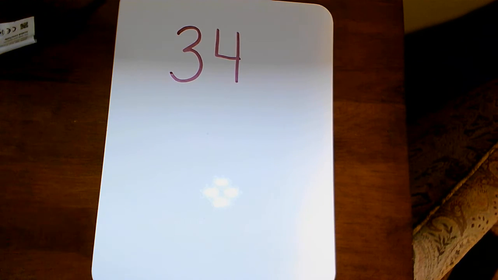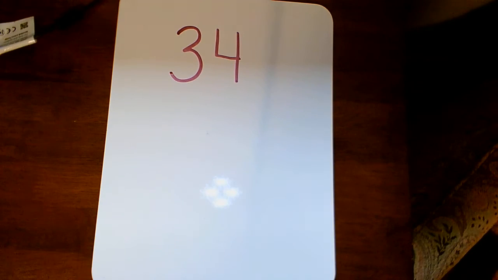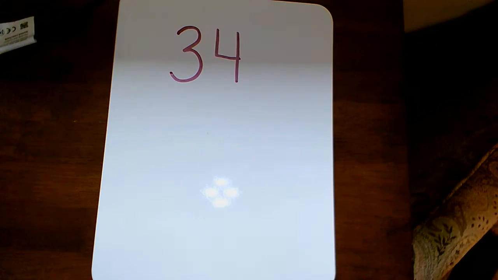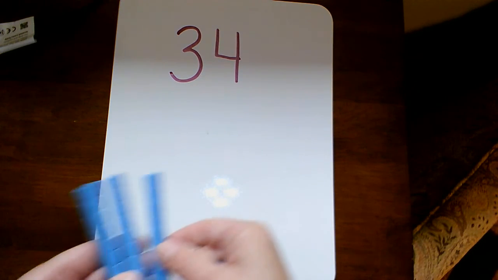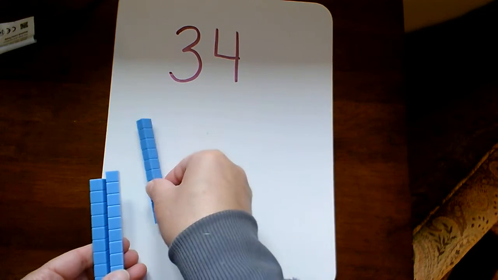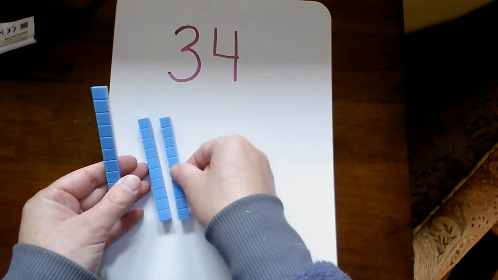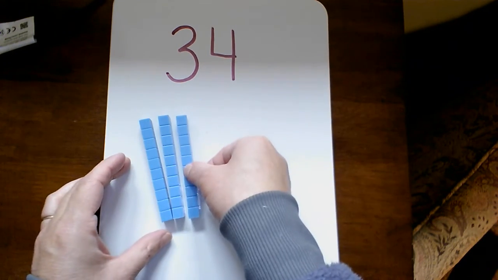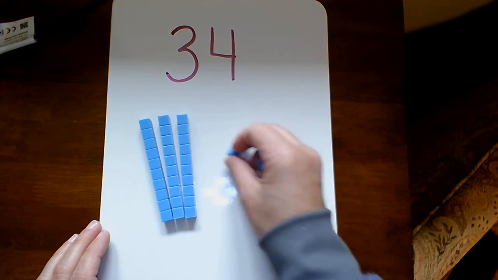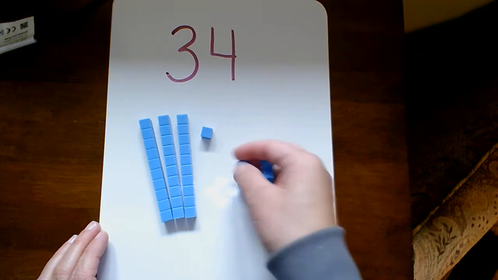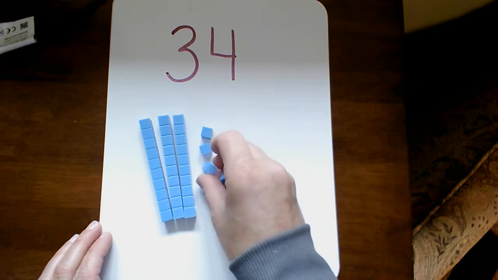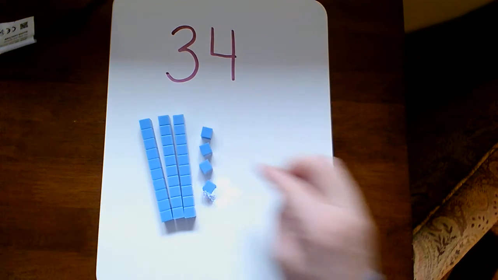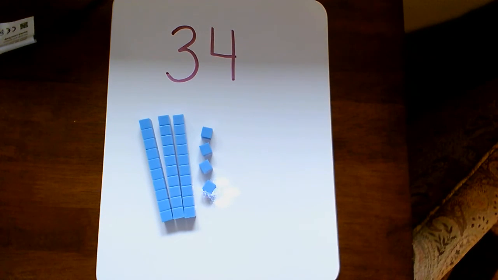You're doing the number 34. I'm going to get my blocks ready. Okay, let's look at it. So remember the tens blocks, we count by tens. 10, 20, 30, and then 31, 32, 33, 34. And now let's look at what that would look like if we were to draw it.